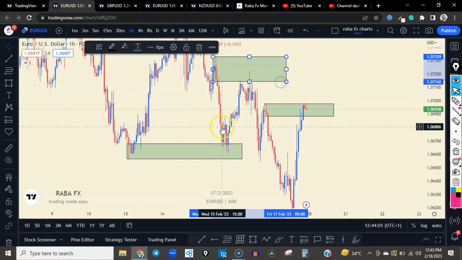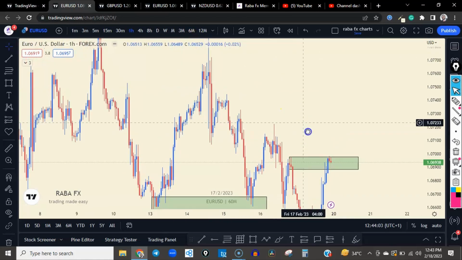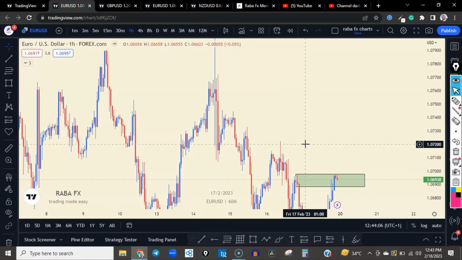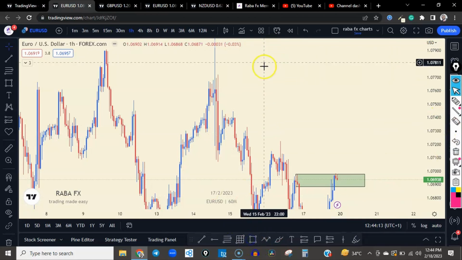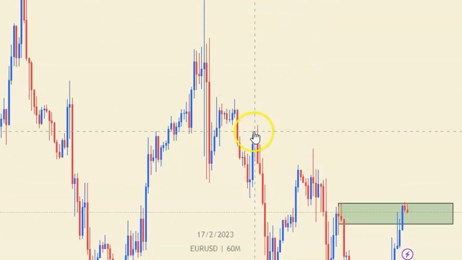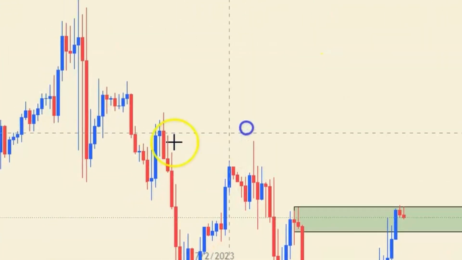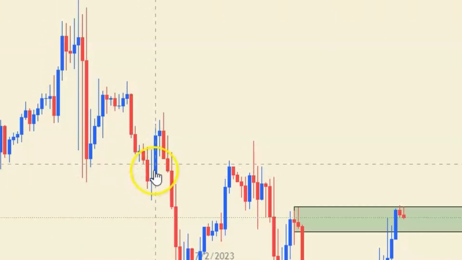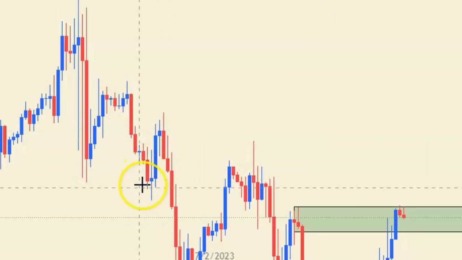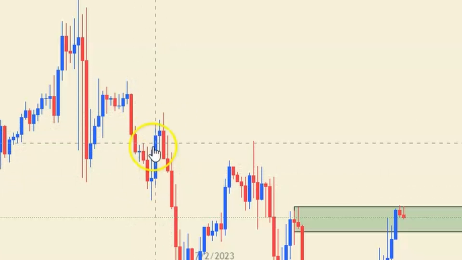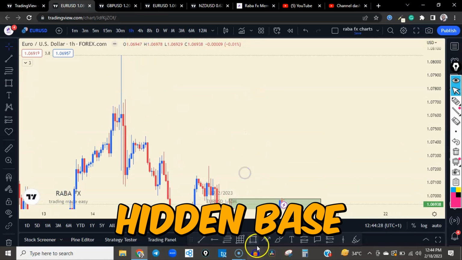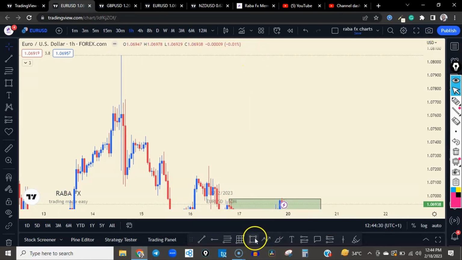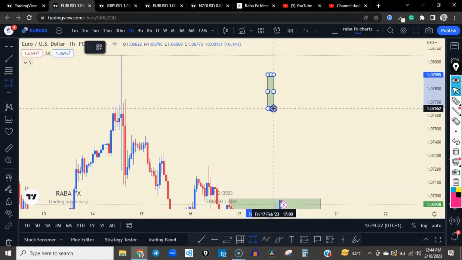Now the last supply and demand I would like to show you is the hidden base. Most supply and demand, you are going to see different candles forming. For example, you have in this case here a drop base. You can see multiple candles here. Now what happens when we don't have candles within the base? And that is where the hidden base comes in. Now hidden base, to understand hidden base, you need to know just two things.